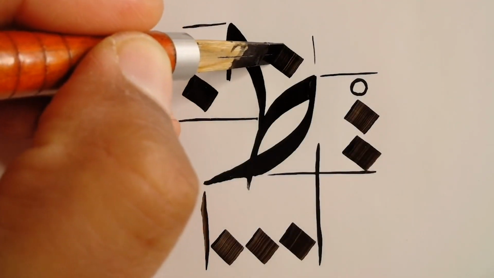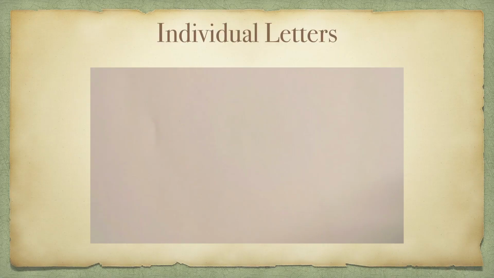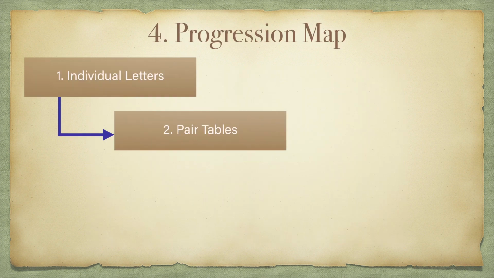Okay, so hopefully that gives you a better idea of how this first stage looks like. The first stage where we learn to write individual letters. Once you have learned individual letters and what they look like when they're written on their own, the next step is to learn pair tables.